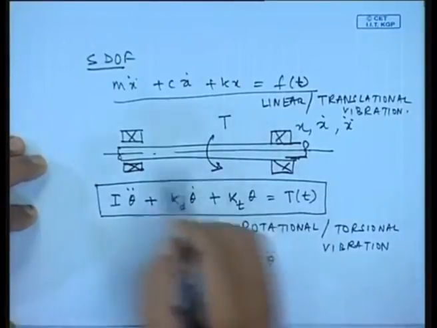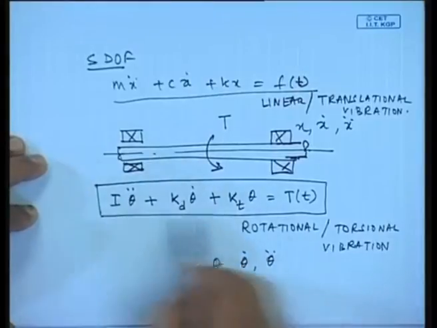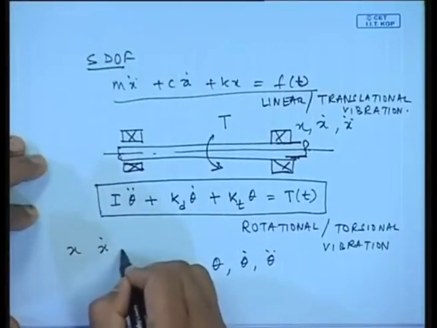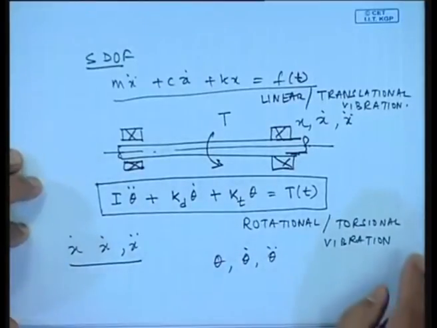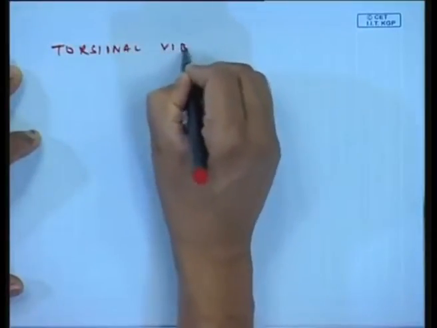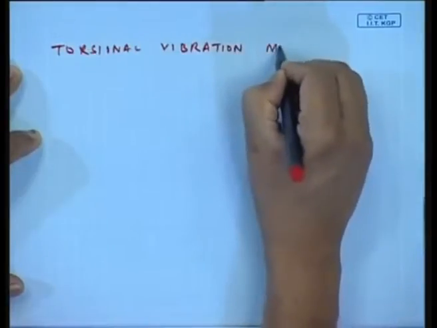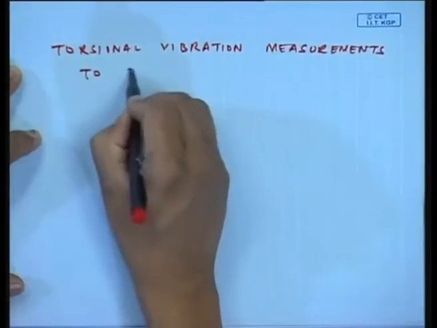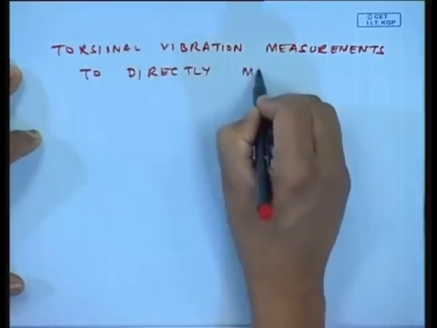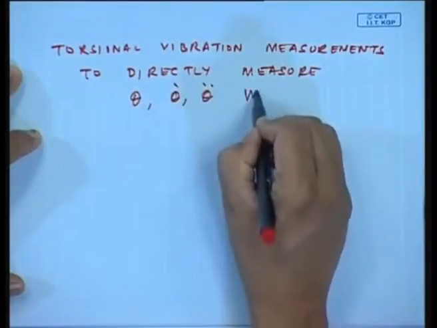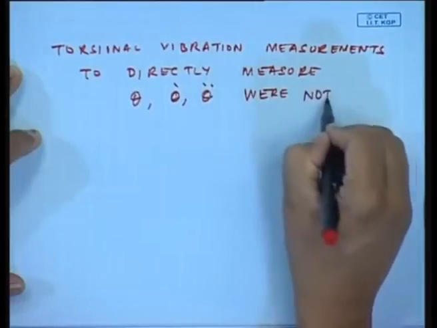But traditionally, we try to understand this rotational torsional vibration by measuring x, x dot and x double dot, because of the simple reason that in earlier days, such torsional vibration measurements to directly measure theta or theta dot or theta double dot were not easy.